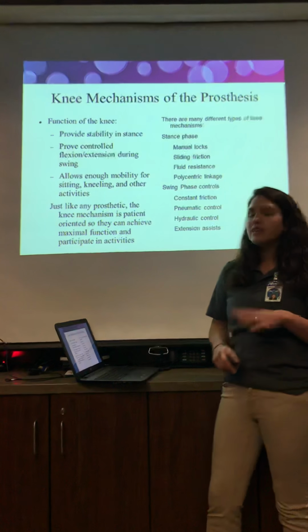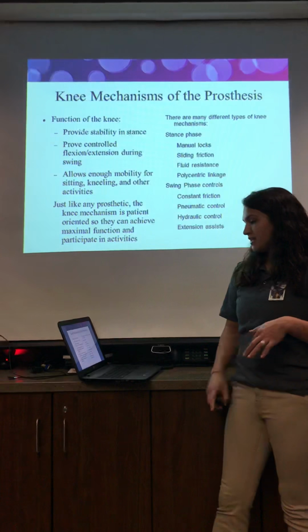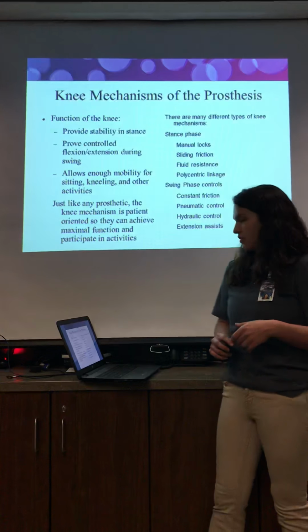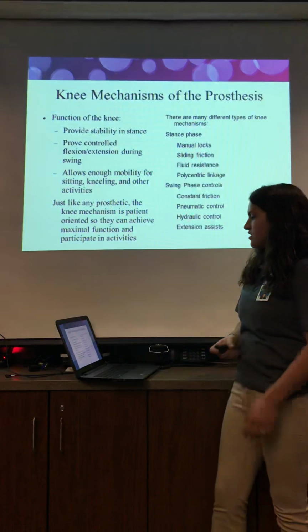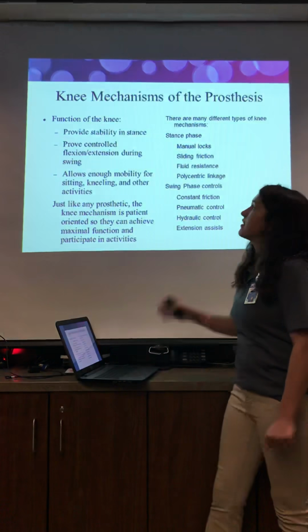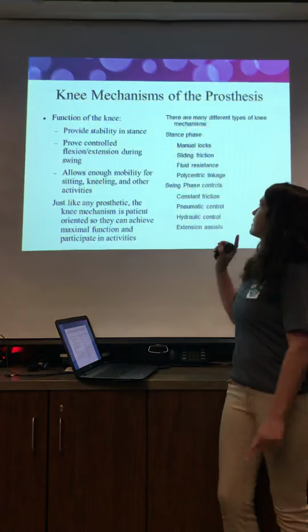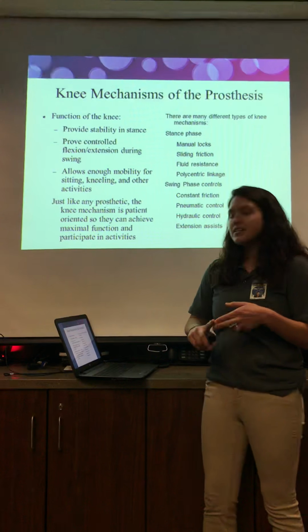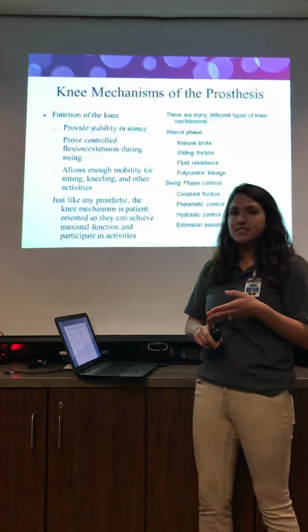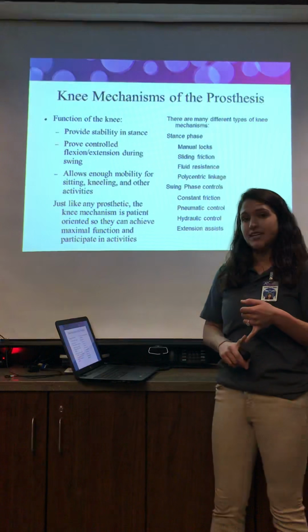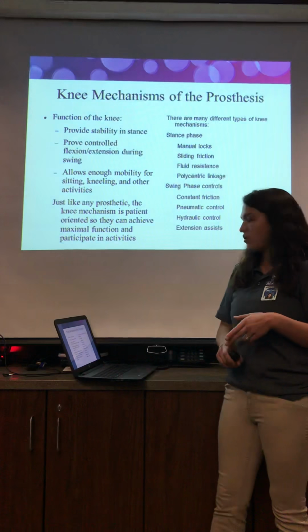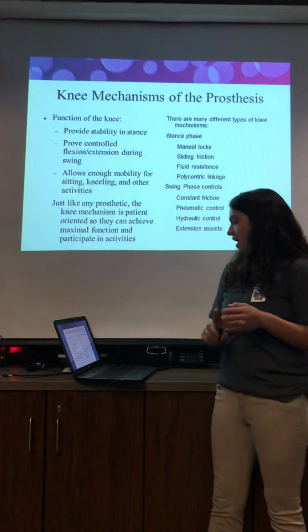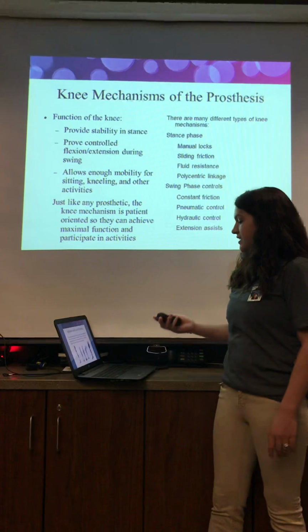Just like any other prosthetic, the knee mechanism is patient oriented, so the patient can achieve maximal function and participate in all activities. There are many types of knee mechanisms within the stance phase and the swing phase. In the stance phase, you have manual locks, sliding friction, fluid resistance, and polycentric linkage. During the swing phase, you have constant friction, pneumatic control, hydraulic control, and extension assist.